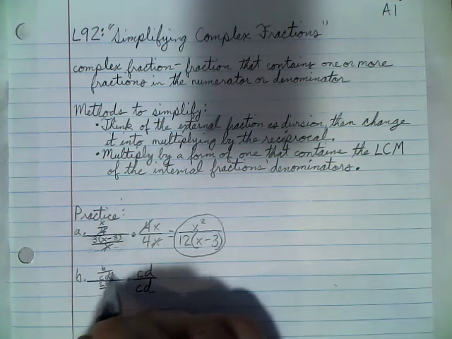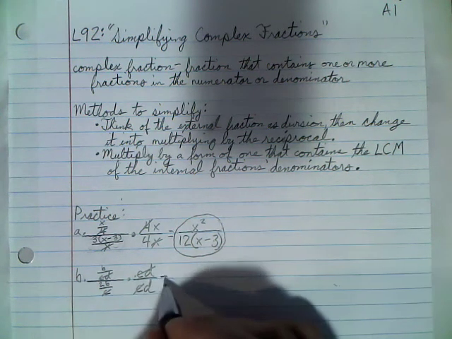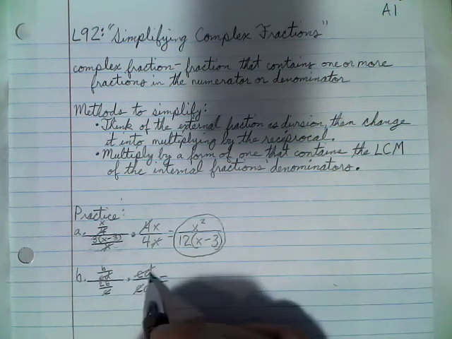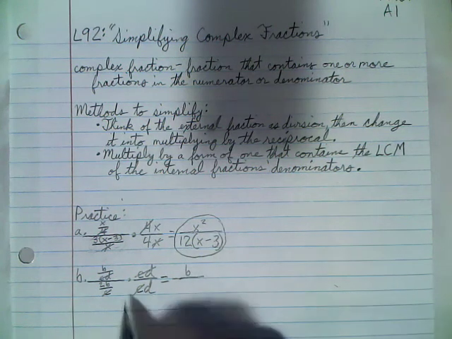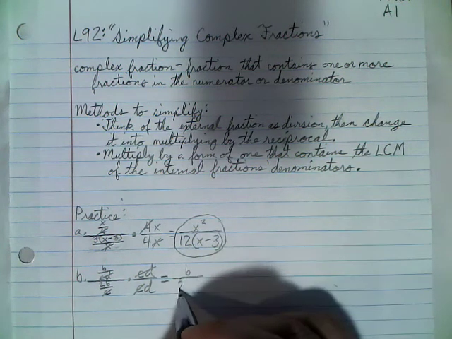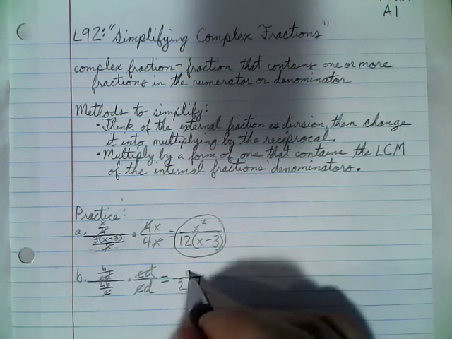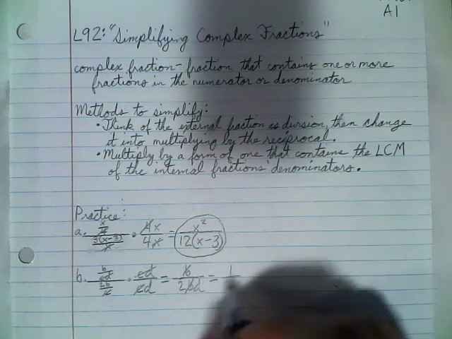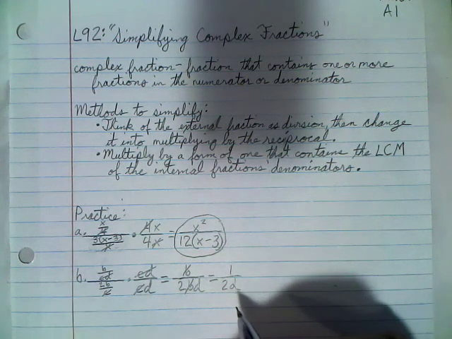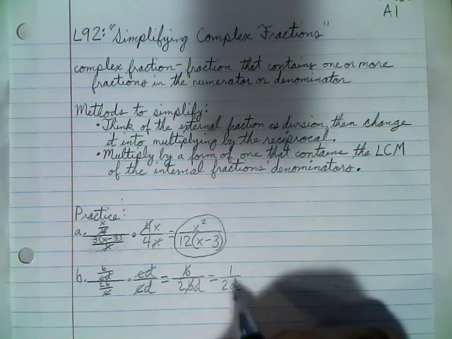So up top, cd will cancel cd. On the bottom, c will cancel c. And so if I simplify this, I've got b over 1 times 1. So that's just b. And in the denominator, I have 2b times d. So 2bd. Now, of course, with a b on top and a b on bottom, we can reduce that further. And so now I have 1 over 2d. Remember, if the numerator's canceled, it's going to be 1 over something.